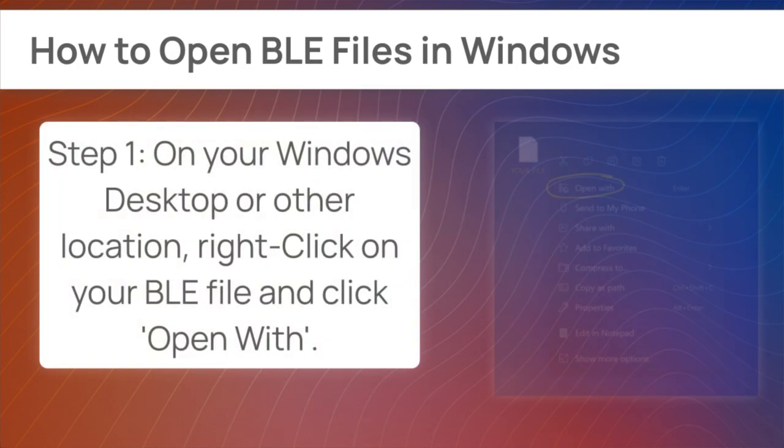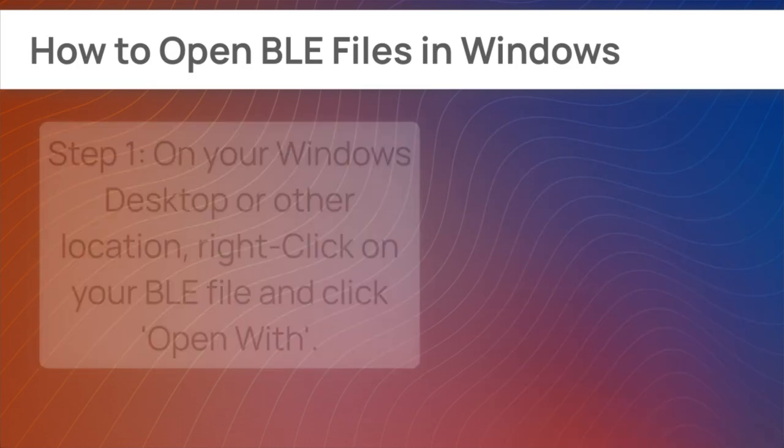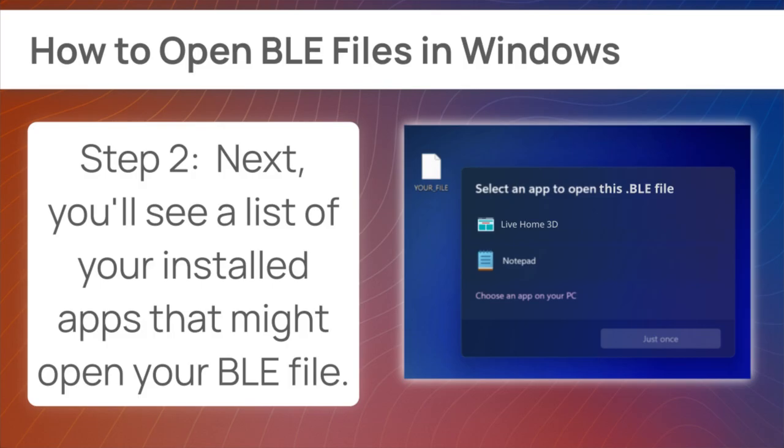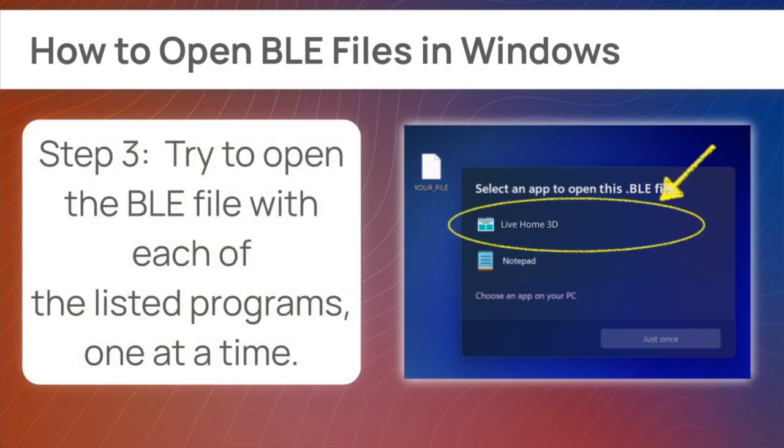To resolve the incompatible file format error, right-click the BLE file and choose Open With. Prioritize Live Home 3D if available. If absent, choose another application. We are searching for the correct file association.